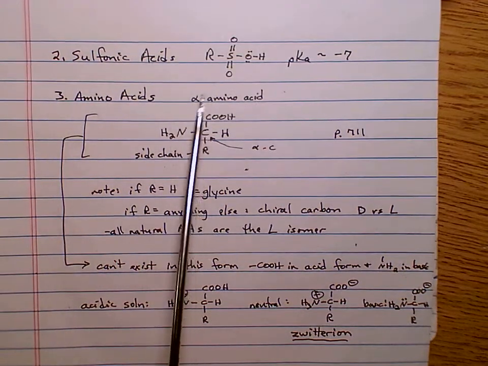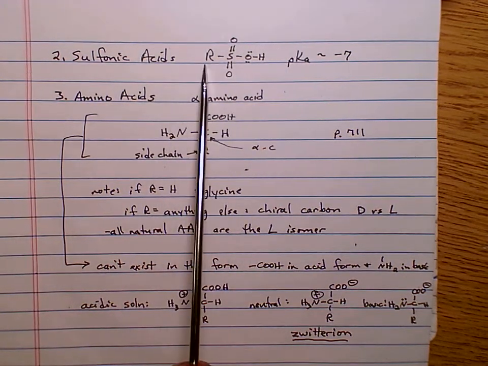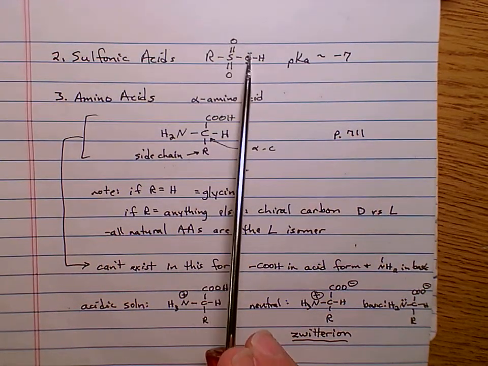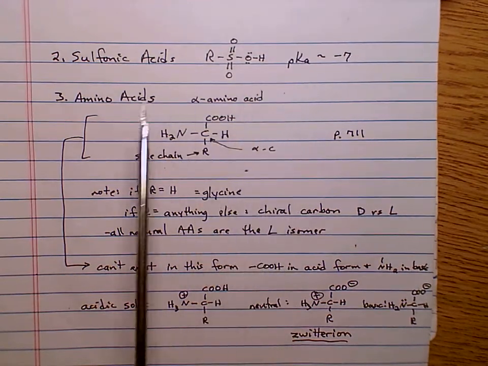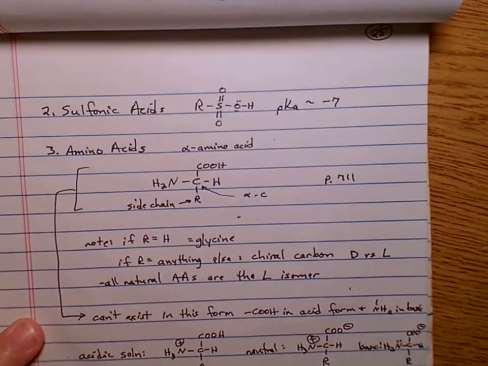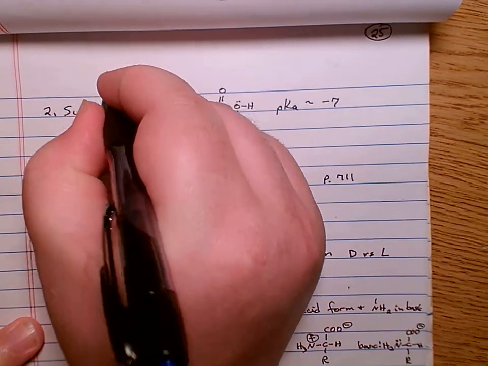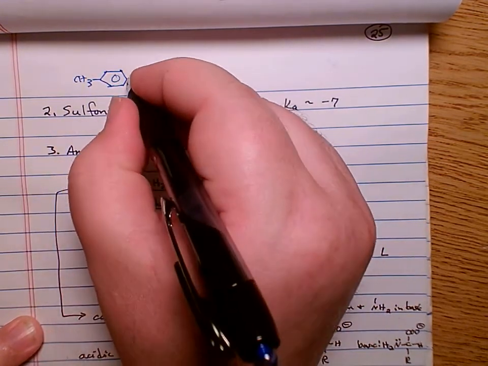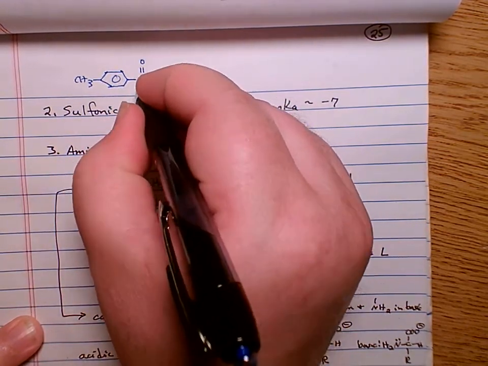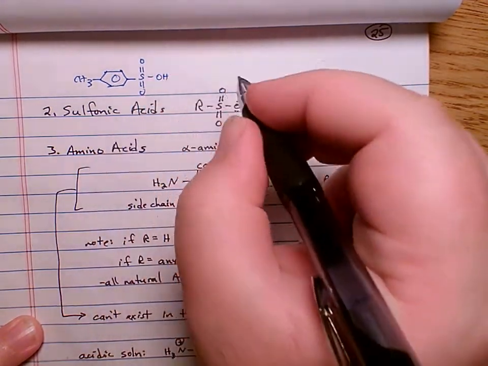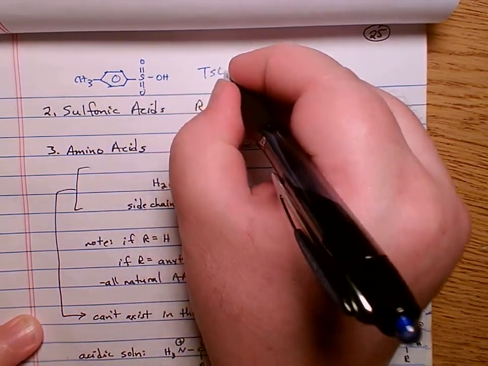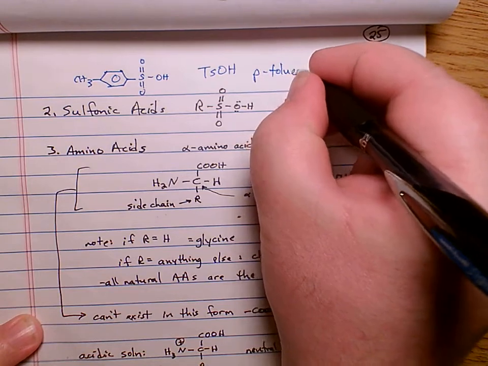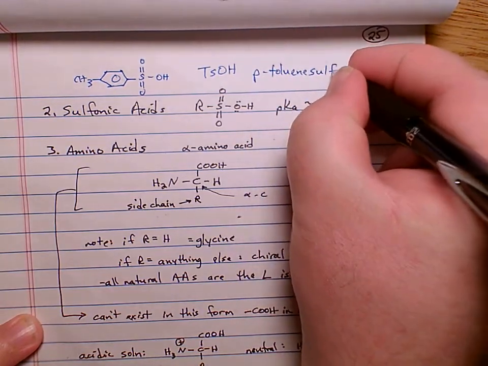All right, sulfonic acids, something to know about them, that if you have an R group, a sulfur, double bond to one oxygen, double bond to a second oxygen, OH, pKa about -7, recall paratoluene sulfonic acid. Oh, remember good old Organic 1, where you had this guy here, CH3, bonded to a benzene ring, bonded to a sulfur, double bond oxygen, OH, and we call this TsOH, and it was, recall, paratoluene sulfonic acid.